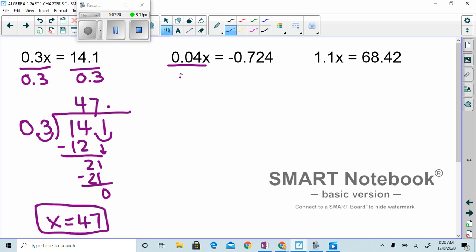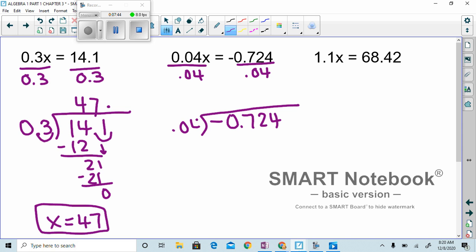We're going to divide each side on the second problem by 4 hundredths. Let's take this and rewrite it. We have a negative 724 thousandths divided by 4 hundredths. Right away I noticed this negative, and the signs are unlike. I'm going to put my negative right up in my quotient so I don't forget.